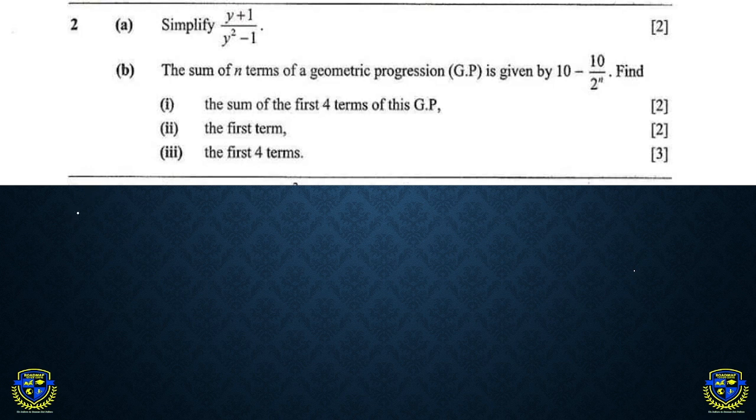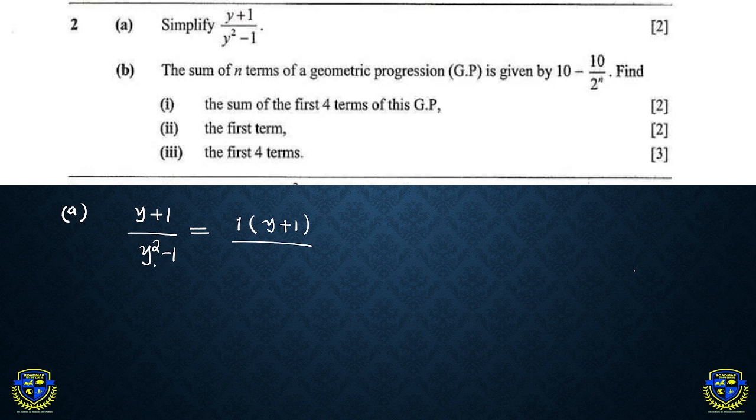So the best way of solving the A part of this question is that we need to factorize the top part. We also have to factorize the bottom part. If you look at the top part, where we have y plus 1, we have to check first of all if there is a common factor. Knowing that there is no common factor, we assume that the common factor there is 1. And I'm going to have y plus 1 here over.